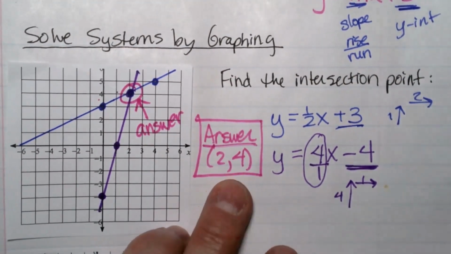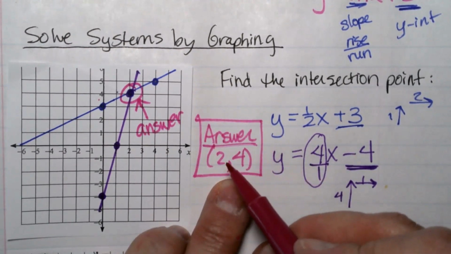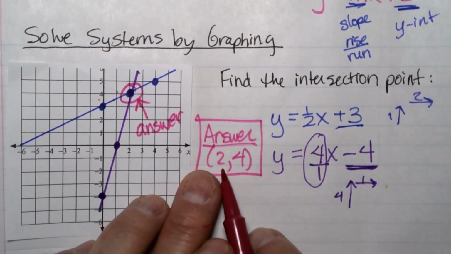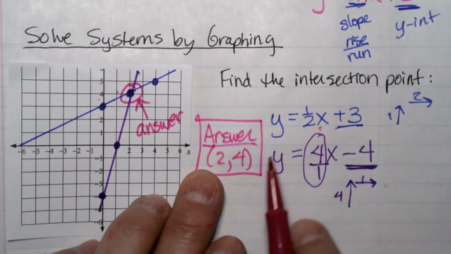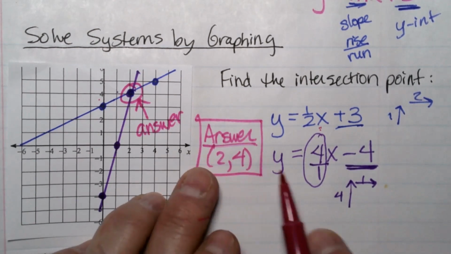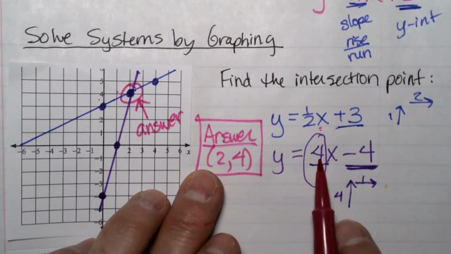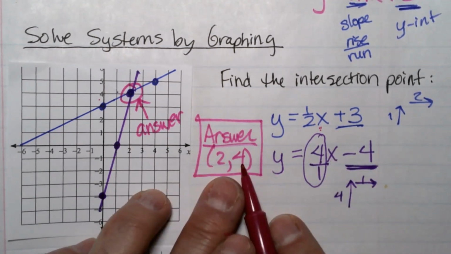What this means is this point will work in both of these equations at the same time. If x is 2, and I stick it in right here, half of 2 is 1. 1 plus 3 is 4. If I pop it into the second equation, 2 times 4 is 8. 8 minus this 4 is another 4. That's what we're looking for.